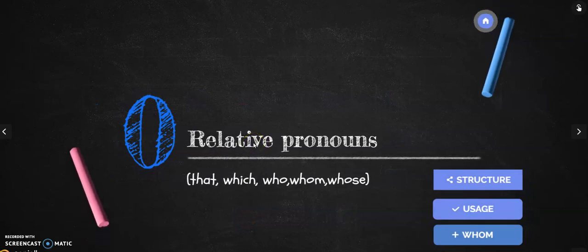This is a grammar item, a content that we've known for a long time: clauses and relative pronouns, which are that, which, who, whom, and whose. Maybe the most difficult one is whom, but don't worry, I have included some materials within the presentation that will help you understand how to use the pronoun properly.